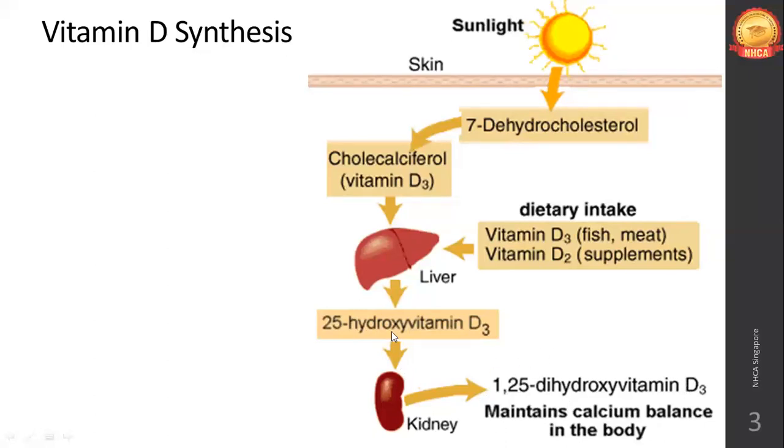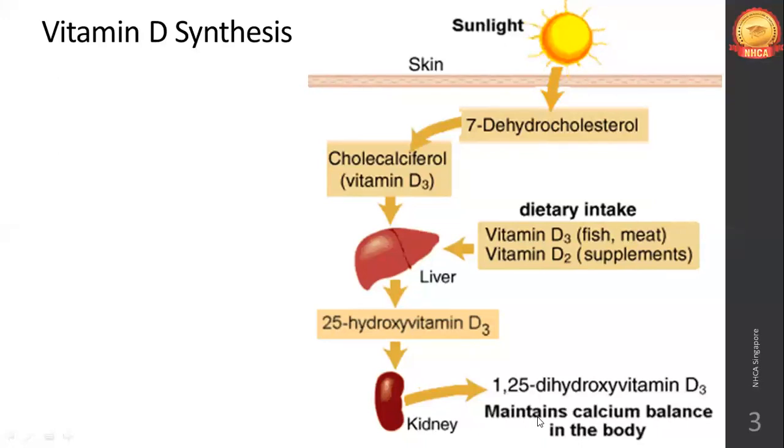Up till 25 hydroxy vitamin D3, it is not in a hormonal state. It is still in an active form in which it can help the body do major transformations. But 125 dihydroxy vitamin D3 is the form in which vitamin D will act as a hormone. In this form, it is able to maintain the calcium balance in the body. It means kidneys are also able to maintain the calcium balance because kidneys are secreting this form of vitamin D, 125 dihydroxy vitamin D3.